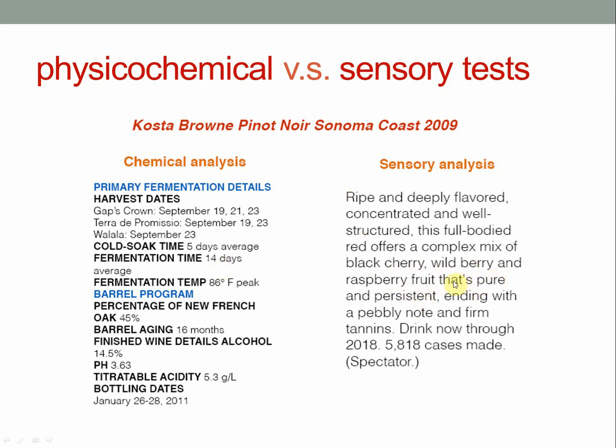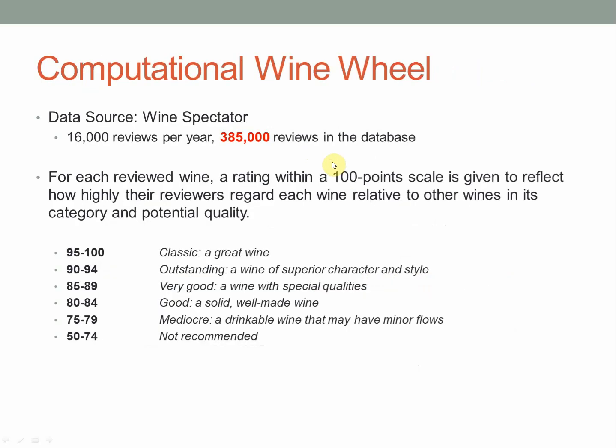You can see that both of them are important. These are the descriptors of the Coastal Brown Pinot Noir Sonoma Coast 2009. So that was an example of looking into the 2 different evaluation metrics. As I mentioned, the wine sensory reviews are usually more interesting, so the data that we are going to collect focuses more on the sensory reviews.